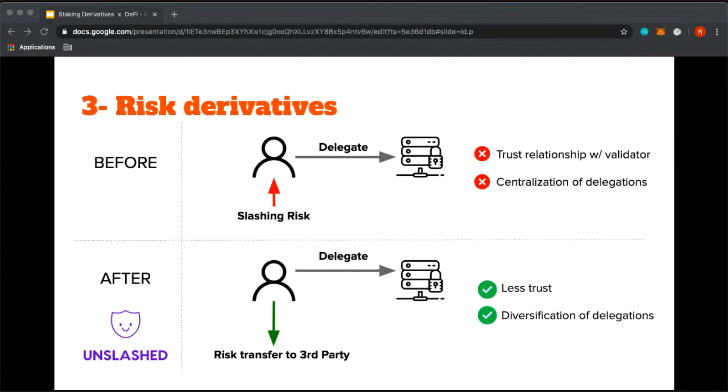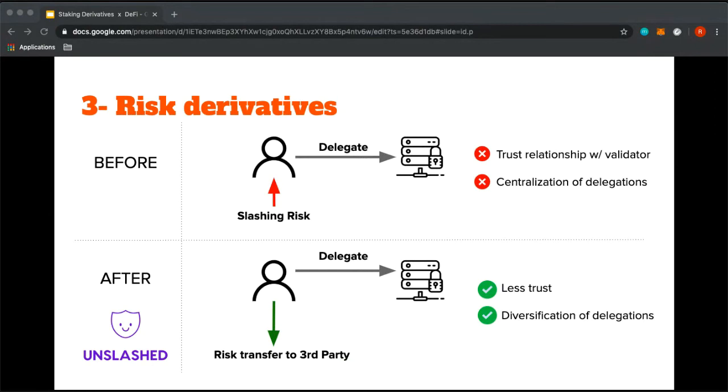So we end up with a more centralized network where we are looking for a more decentralized one. What we are allowed to do with Unslashed is basically to delegate and to transfer the risk to a third party through our protocol. I'm not going to get into the details of this, but the idea is basically to have delegators who are going to be, or delegations who are going to be, slashing risk-free. So we need less trust.